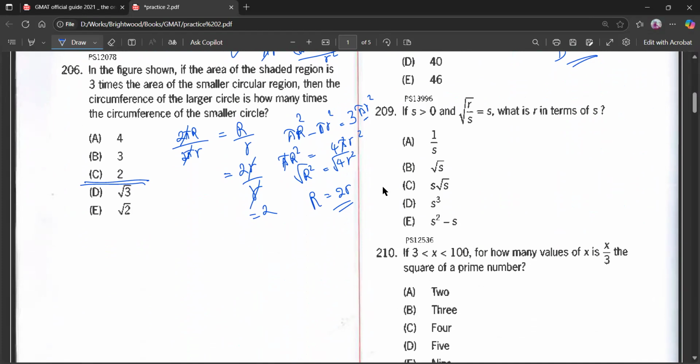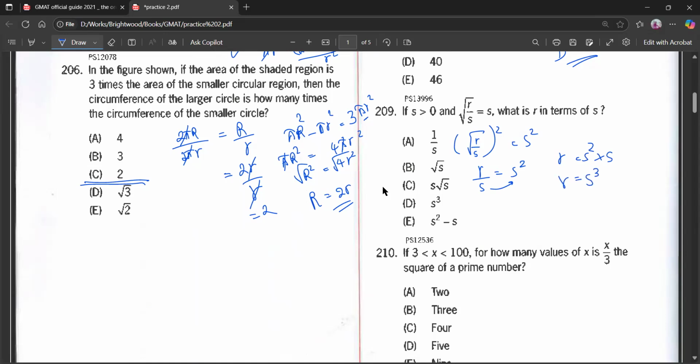here, S is greater than 0. R over S equal to root S. What is the R in terms of S? How to do that? If I take the square of both sides, R over S squared equals root S squared on the other side also. Now square and square root cancel. R over S equals S squared. Divide S goes to the other side, it becomes multiplication. R equals S squared into S. So S to the power 3 equals R.